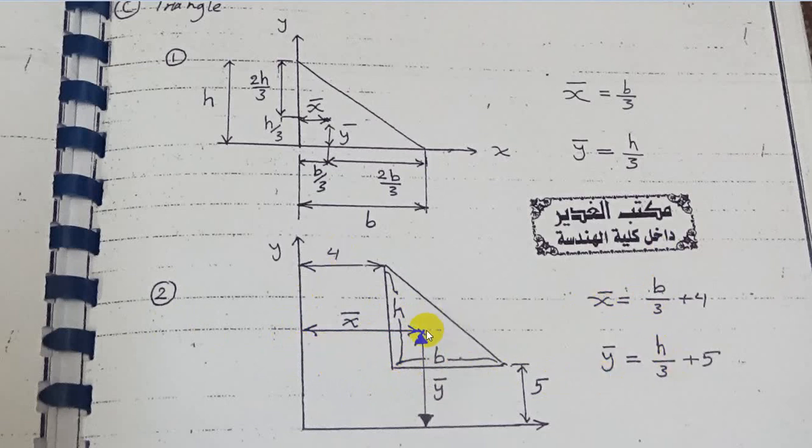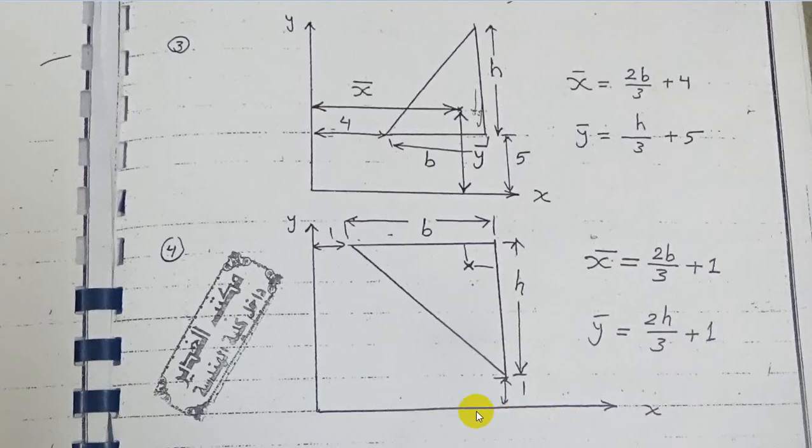الواي داش يساوي الارتفاع h في ثلث زائد 5. 5 هي المسافة بين حافة القاعدة إلى المحور x. يطلع الواي داش يساوي h في ثلث زائد 5.